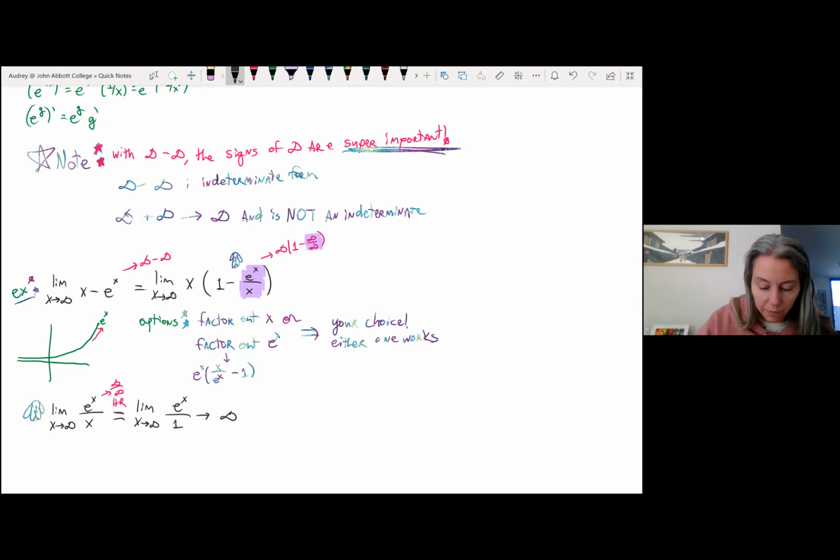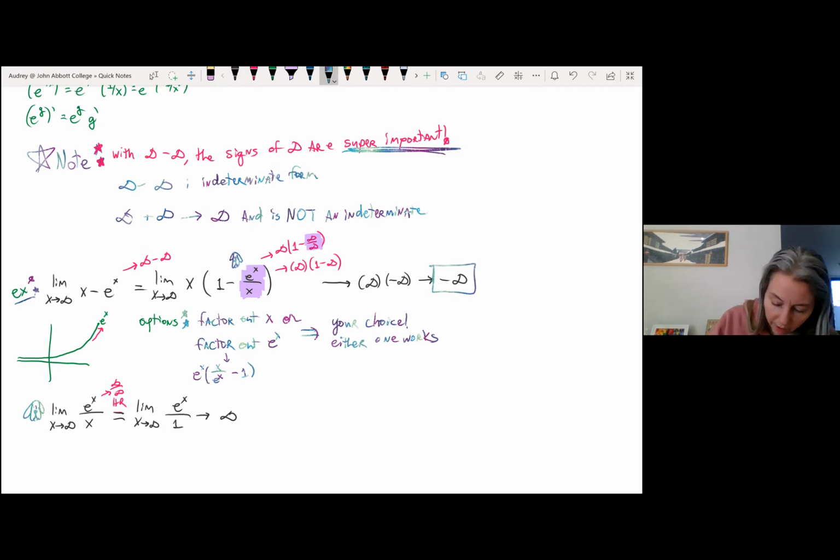So when I'm plugging into this thing, this is actually infinity times 1 minus infinity. Well, the answer here then is infinity times minus infinity, which is just negative infinity. So my final answer here is actually negative infinity.